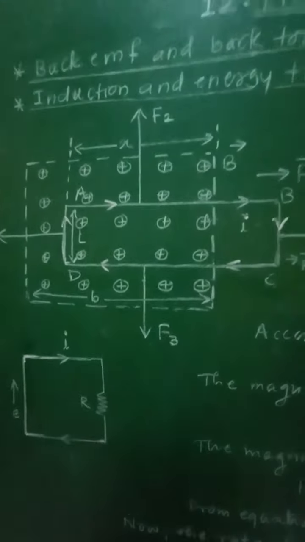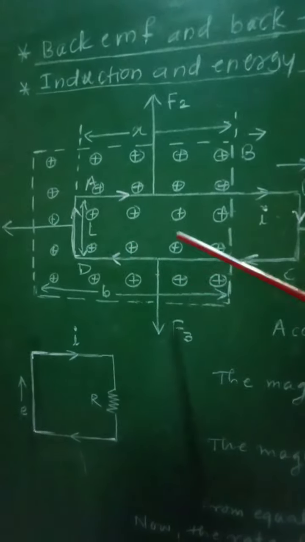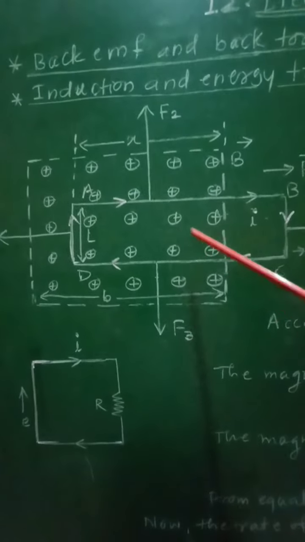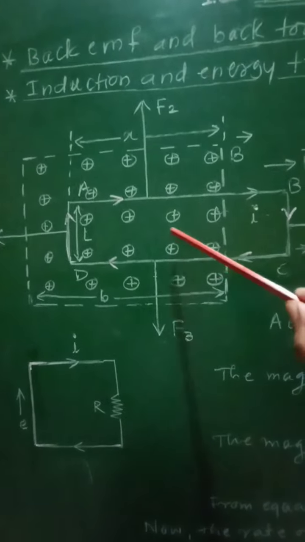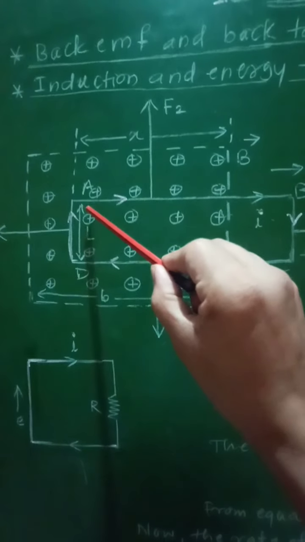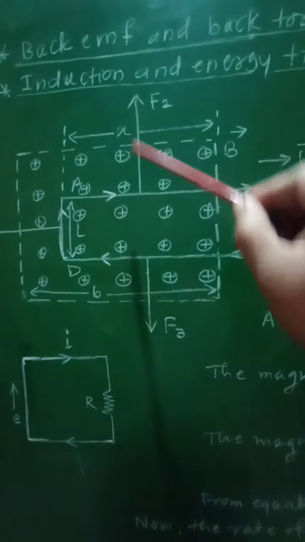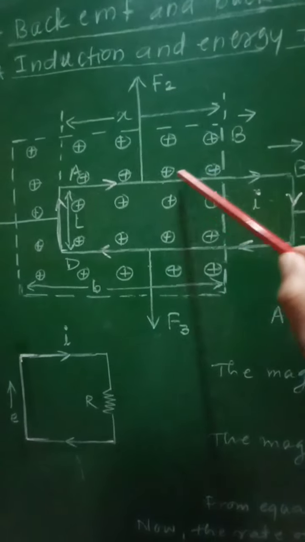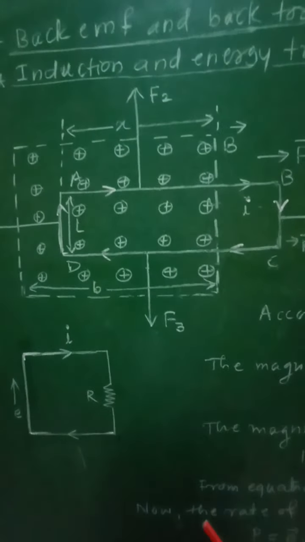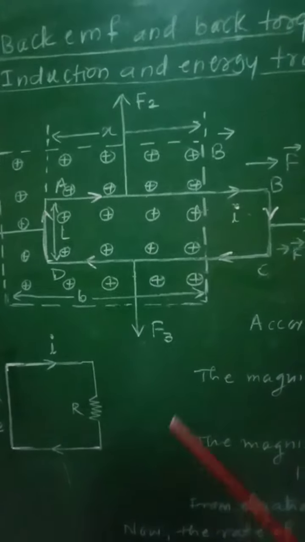ABCD is a rectangular closed loop made up of conducting wire, which is placed in the magnetic field B in such a way that only some part of that loop will be inside the magnetic field. That is, the length of this loop will be equal to Lx and its breadth is equal to L. So this closed loop ABCD is partly placed in this magnetic field.